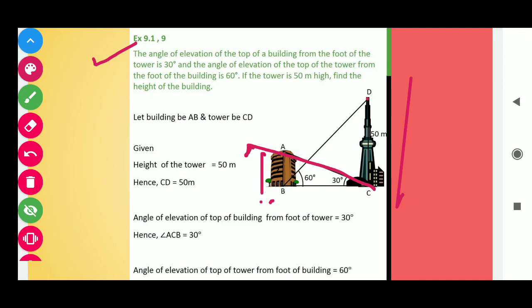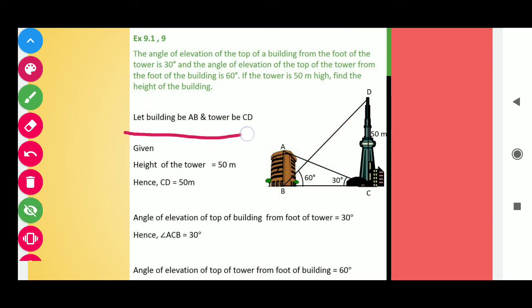So students, here angle is 30 degree and the angle of elevation of the top of the tower from the foot of the building is 60 degree. You can see here. If the tower is 50 meter high and here it is given that tower is 50 meter high and we have to find the height of the building. So students, let's start the solution.